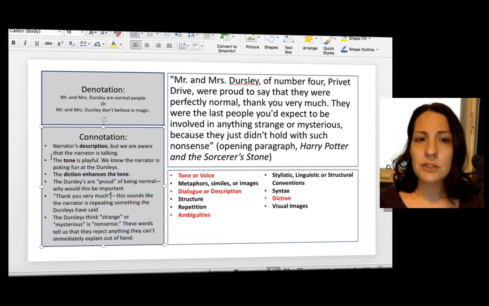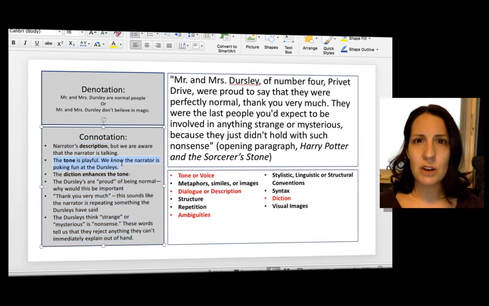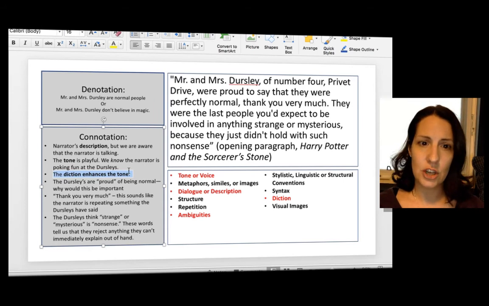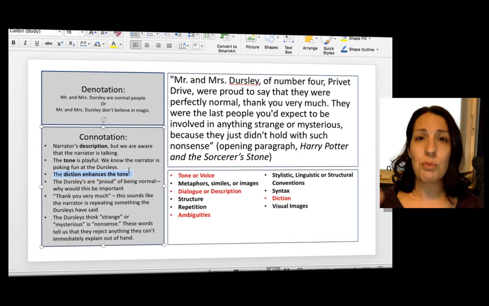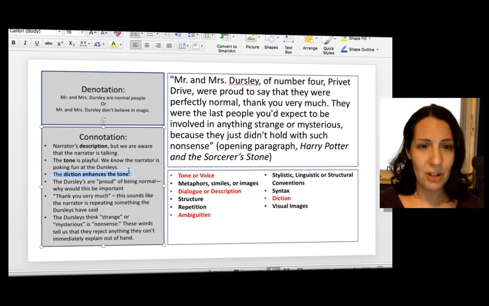Then I was interested in the tone. The tone strikes me as incredibly playful. So we actually read this and we know that the narrator is poking fun at the Dursleys. And I think that we know this because the diction enhances the tone. So here, the Dursleys are described as being, quote, proud of being normal. And the question is sort of why would somebody find it important to be proud of being normal?